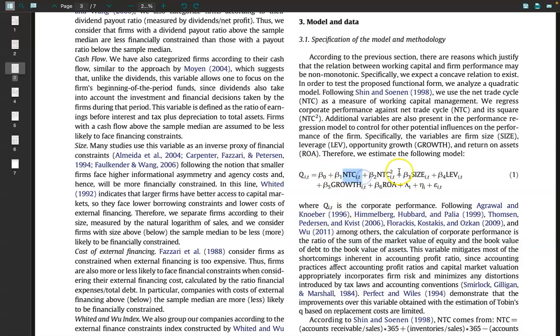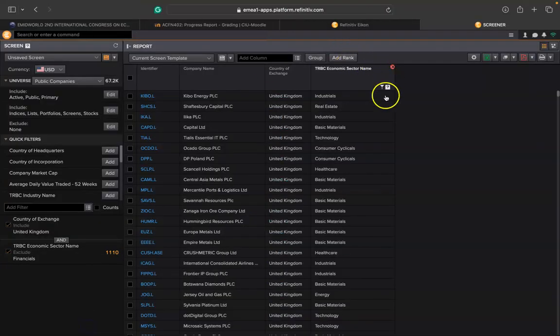Then I will go to NTC, then I will go to size. I'm not going to download anything further with NTC squared because it can actually be calculated. So size is the natural logarithm of the total assets. This is the total debt divided by total assets. Growth is the intangibles to total assets, and ROA is the net income before income taxes divided by total assets. So let's go back and download the data.